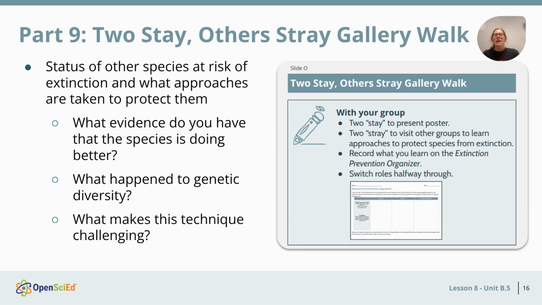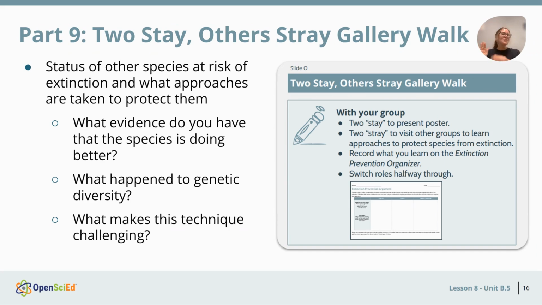Part 9 is the two stay, two stray gallery walk. So two students will stay with the poster. The other students in the group will navigate around the room to the other posters. The two that stay are going to give their presentation. Here's what we figured out.